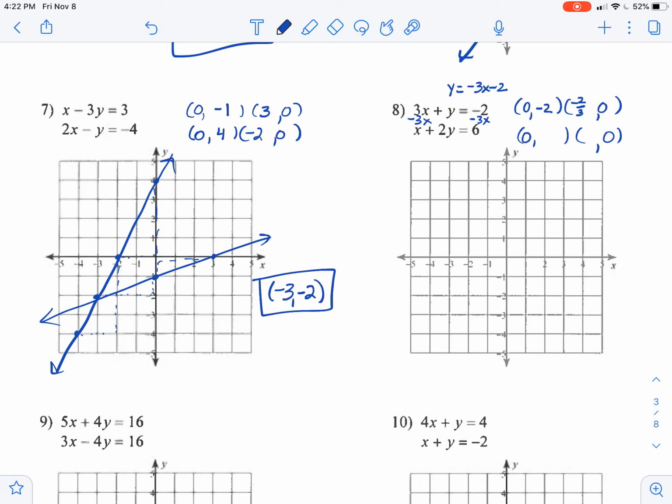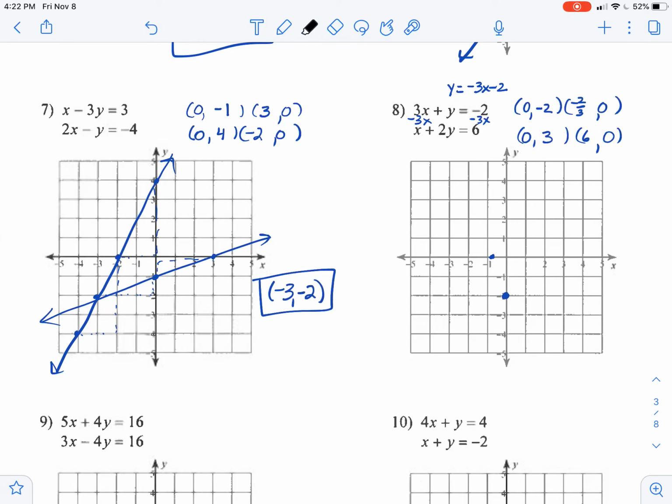Okay, the next one, if I let x be 0, divide both sides by 2, so y is 3. Okay, and then if I let my y be 0, x is 6. Okay, so now I'm going to go ahead and graph those. So the first one, I have 0, -2. And I have a 2/3, -2/3, 0. That would be right there somewhere.